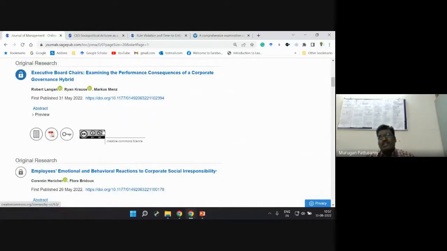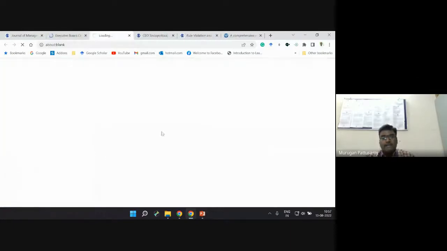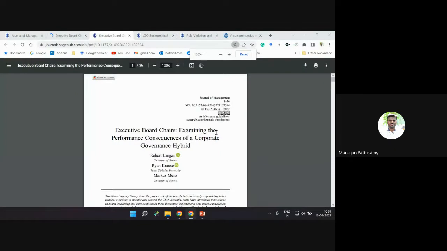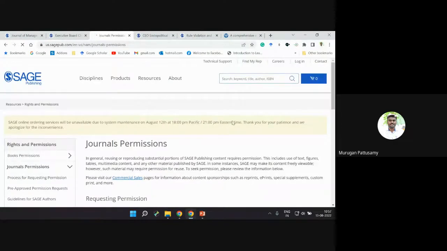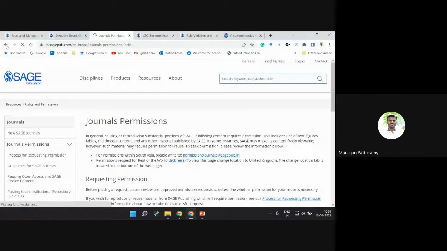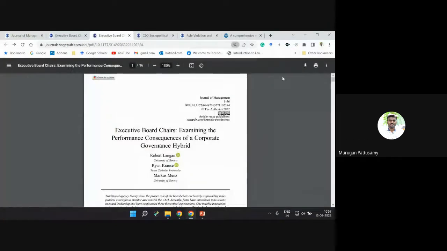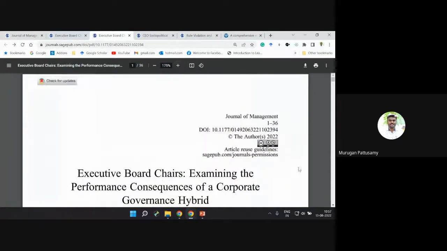Just look at this particular license. Let me open this paper and then we'll have some discussion. Here they kept a different symbol. Can you look carefully at the symbol? What is the meaning of the symbol? What is the meaning of this symbol?